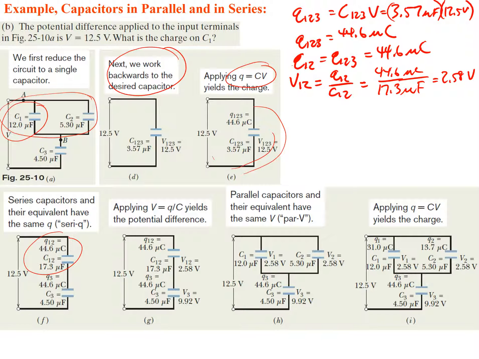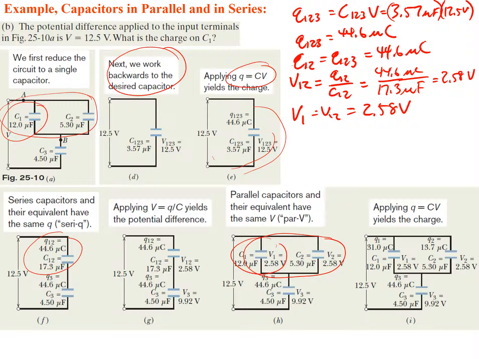Now, since we have these two parallel capacitors, the voltage across them is going to be the same. We said that previously: the voltage across parallel capacitors is the same. Because of that, V1, the voltage across the capacitor we're trying to find the charge of, is equal to V12, the voltage we just found. So that's 2.58 volts as well.